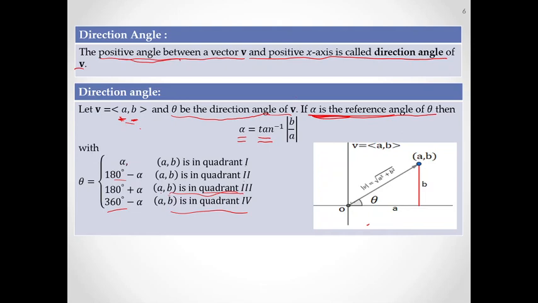Now here is the situation. As I said, you will assume all the vectors v are located at the origin as the initial point, with the ending point (A, B), and theta will correspond to this, or sometimes this, as I said. So alpha equals tangent inverse of the absolute value of B over A, which will be the reference angle of the direction angle of the vector.